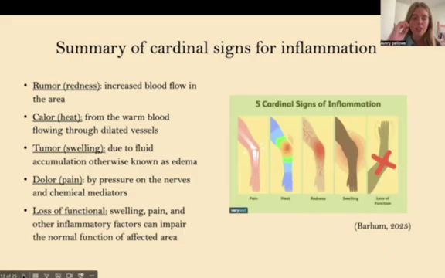And then lastly, these are just some of the cardinal signs of inflammation. Rubor, which is redness, is caused by the increased blood flow in the area. The calor is caused from the warm blood flowing through the dilated vessels. Tumor is caused by the fluid accumulation, otherwise mostly known as edema. And then pain is caused by the pressure on the nerves and chemical mediators. And this could eventually lead to the loss of function, which would result in swelling, pain, and other inflammatory factors.